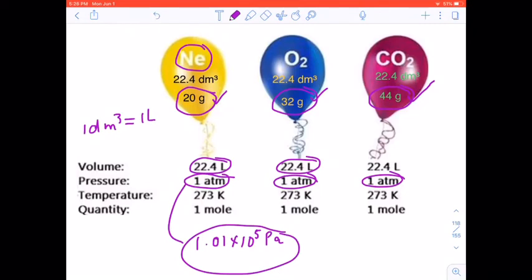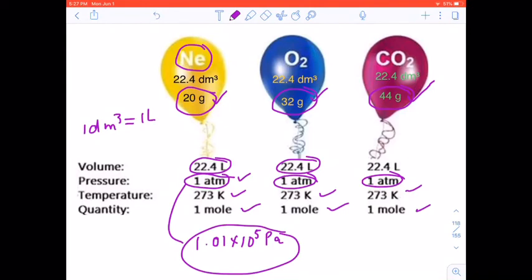That is given in terms of the SI unit. Earlier we used to just refer to it as 1 atmosphere. So 1 atmospheric pressure is equal to 1.01 times 10 to the 5 pascals. And then the temperature is 273 K, and each of them is 1 mole. So 1 mole of any gas at STP occupies 22.4 decimeter cubed.